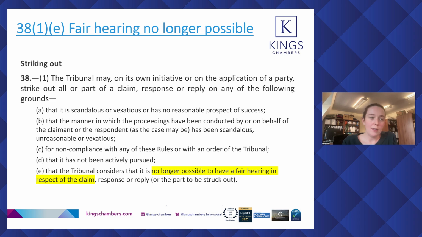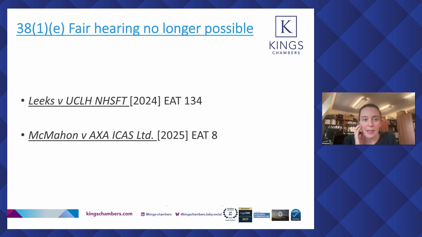On 1E, there's a separate ground where the tribunal can strike out on the basis that a fair hearing is no longer possible. And this has been considered in the case of Leaks and the case of McMahon, which are recent cases. And there's an interesting discussion at the start of Leaks about a fair trial not being possible as being a separate and distinct ground on which strikeout can be made.